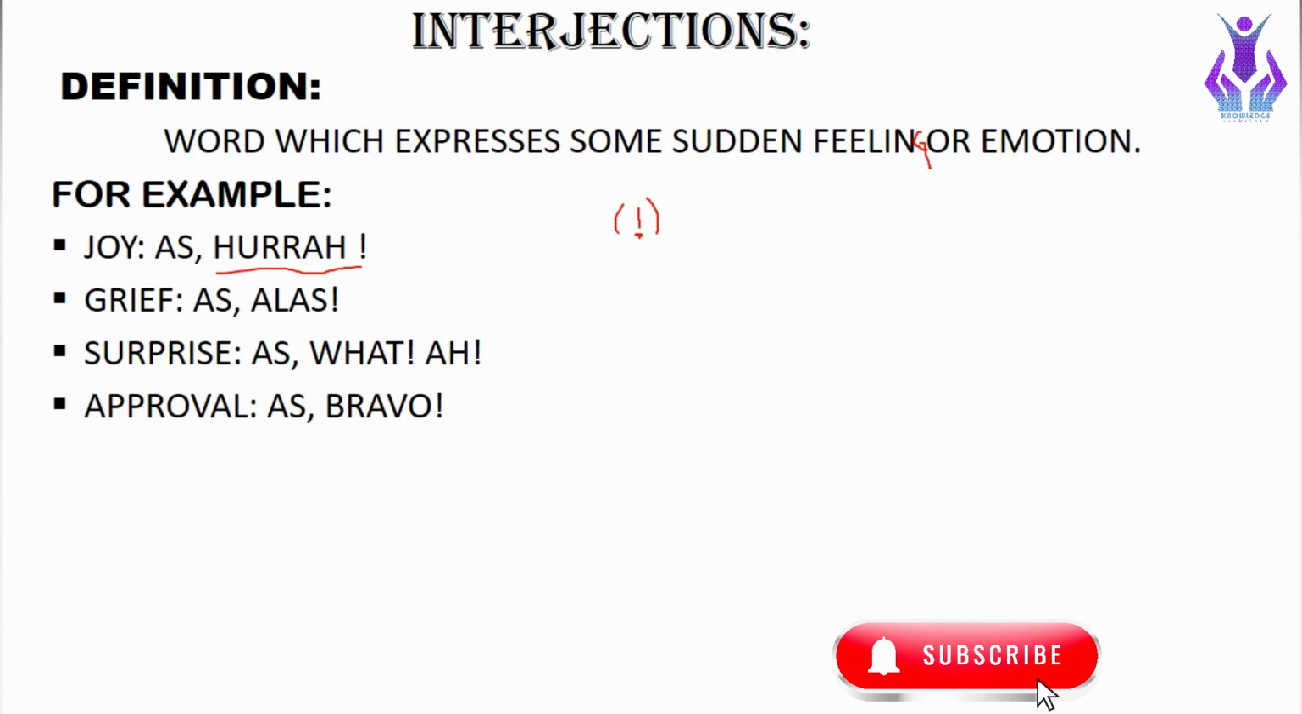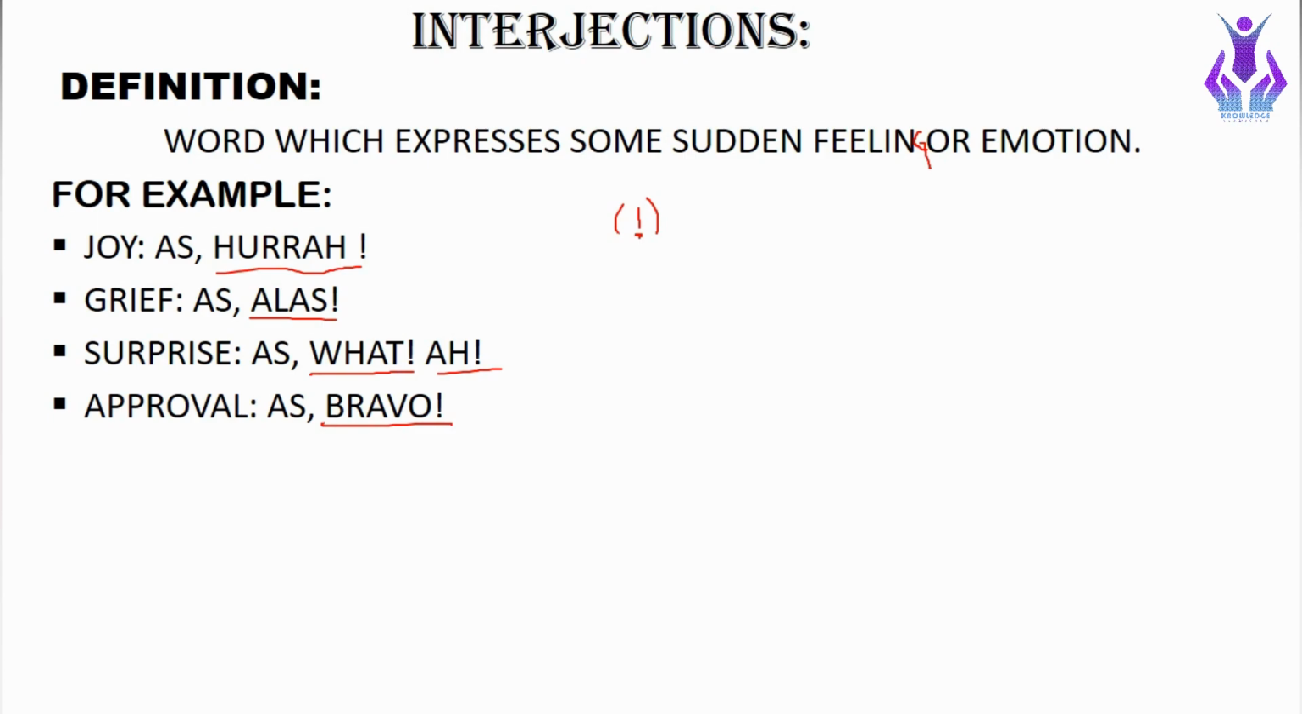When we express joy as an interjection, it becomes hurrah. When we show grief, we use the word alas. When we are surprised, we can say what, or ah. And when we show approval, we say bravo. We'll take examples: alas, he is dead! Or hurrah, we have won the game! Or oh, I got such a fright! So these are the examples of interjections.